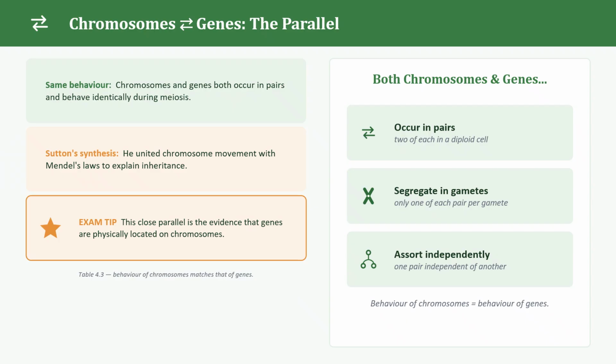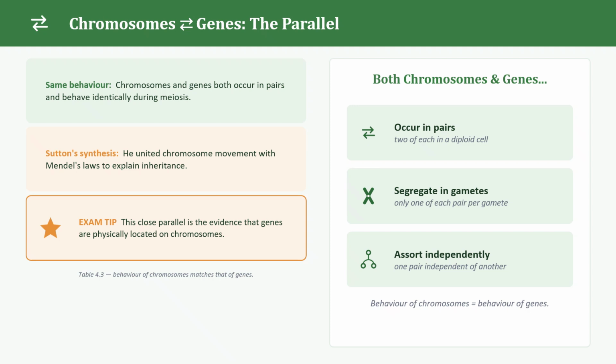Next we are going to see the chromosomes and the genes in parallel, whatever we saw in our previous slide. Let's have one quick look at the comparison. Chromosomes occur in pairs and they separate during meiosis, and only one chromosome enters each gamete. We saw that in the diagram. Different chromosome pairs assort independently. Genes also show exactly the same behavior.